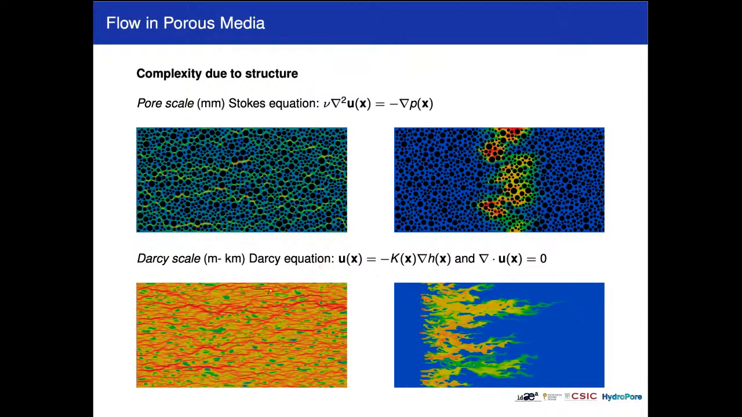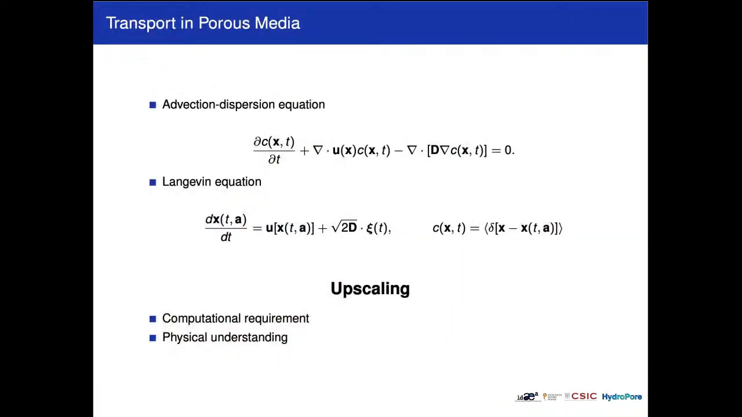And similar things we observe in the Darcy scale, where we have different flow velocities because we have different hydraulic conductivities. And also here, the transport looks relatively complex. So we know the equations to describe this type of behavior, which is the advection dispersion equation for the concentration, where we have U of x, which is the heterogeneous flow field, either given by Stokes or by Darcy equation, and we have a diffusion or dispersion tensor.